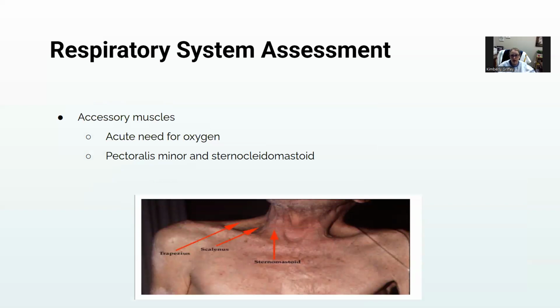I talked a little bit about accessory muscles. When you have accessory muscle use, this is just an acute need for oxygen. So you have the pectoralis minor and the sternocleidomastoid. The sternocleidomastoid is right there around the neck. And then you have the trapezius muscles and the scalenus muscles. You'll kind of see those sink in every time they breathe in.